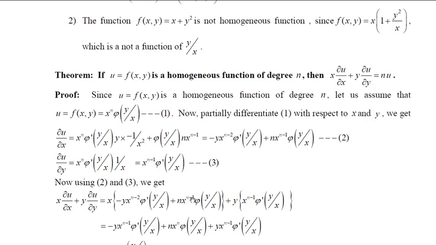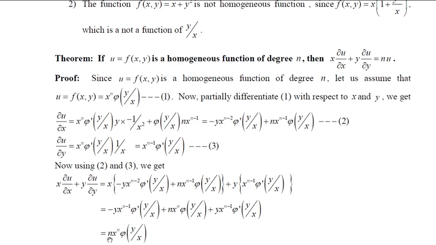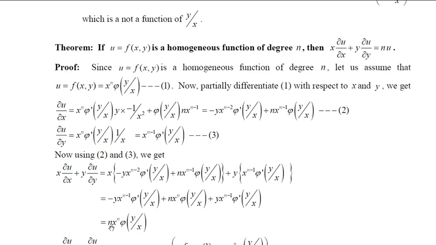Then x into this. Again you will add the powers, n minus 1 plus 1, so that becomes simply n. So n into x to the power of n into phi of y by x. Plus you are multiplying this by y, so you will get y into x to the power of n minus 1 into phi dash of y by x. But these two are one and the same with opposite signs, therefore they cancel. So we are left with n into x to the power of n into phi of y by x. But we know that from 1, x to the power of n into phi of y by x is nothing but u. So we can write this as u. Therefore we get x into dou u by dou x plus y into dou u by dou y is equal to nu. And this completes the proof.